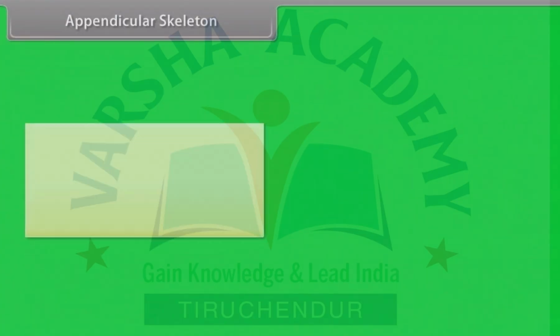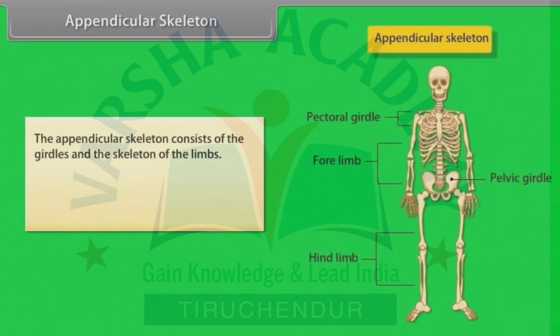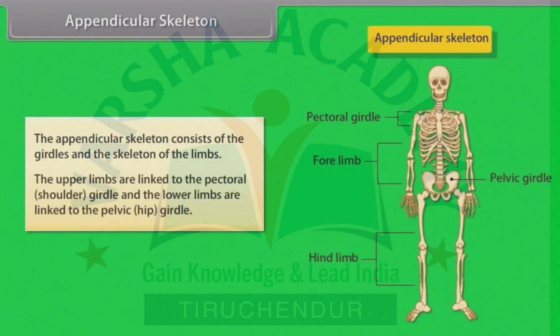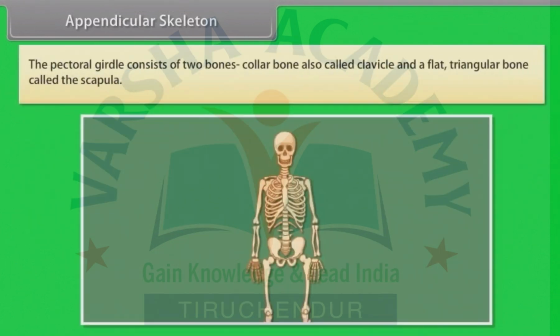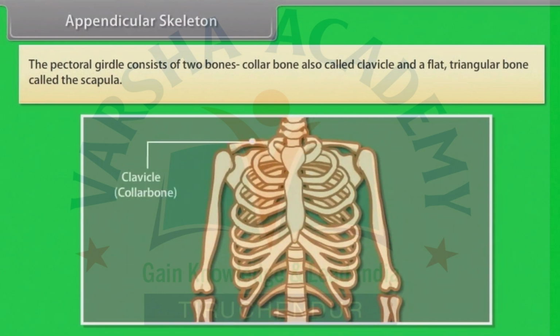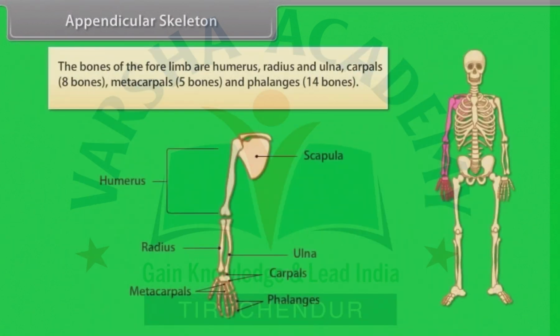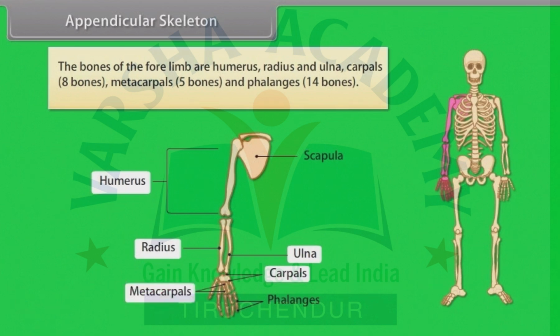Appendicular skeleton. The appendicular skeleton consists of girdles and the skeleton of the limbs. The upper limbs are linked to the pectoral or shoulder girdle, and the lower limbs are linked to the pelvic or hip girdle. The pectoral girdle consists of 2 bones, the collar bone, also called clavicle, and a flat triangular bone called the scapula. The bones of the forelimb are humerus, radius, and ulna. Carpals, 8 bones, metacarpals, 5 bones, and phalanges, 14 bones.